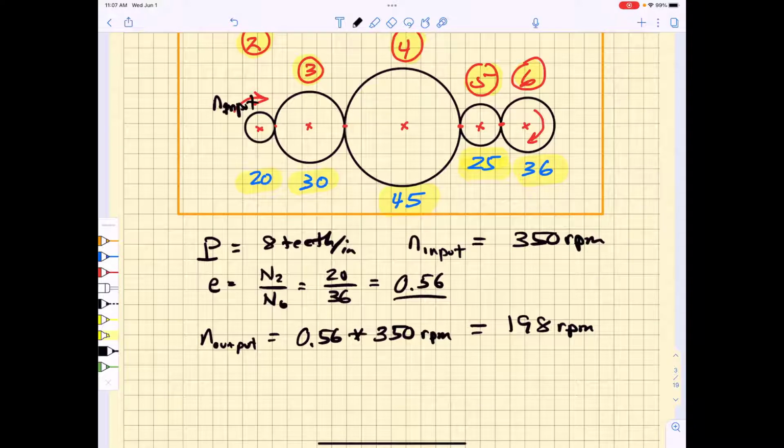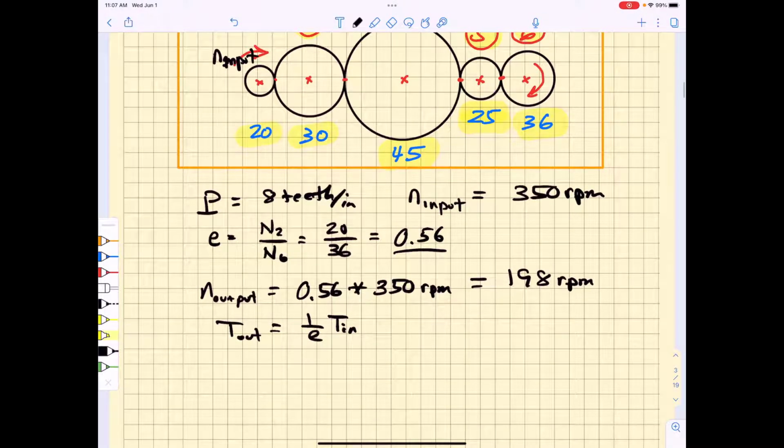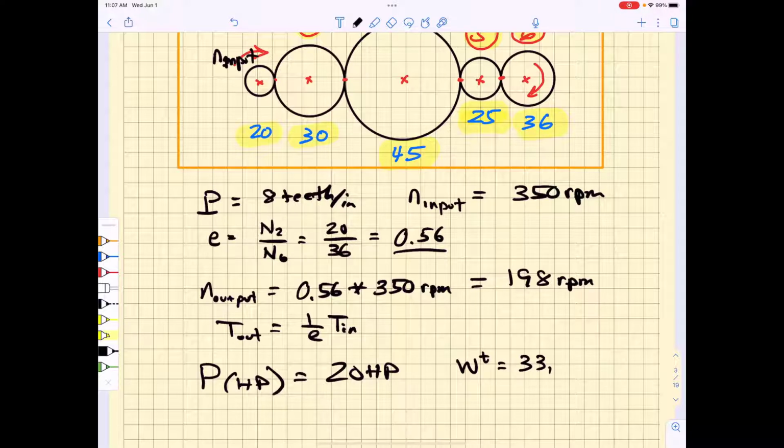Now, I want to know what my output torque is. Well, it's just going to be 1 over E times my input torque. But I don't know my input torque just yet. I need to know something about the power input. So let's imagine that our power input is 20 horsepower. So that means I can find my tangential force using the English relationship equation between horsepower, H, and pitch line velocity, V, where I'm measuring the power in horsepower, and the pitch line velocity is in feet per minute.